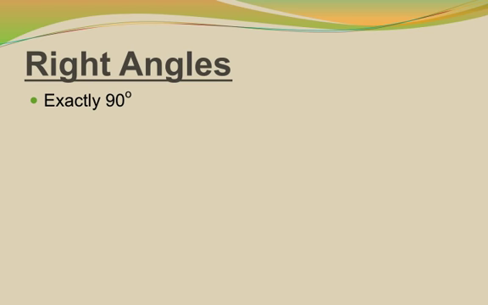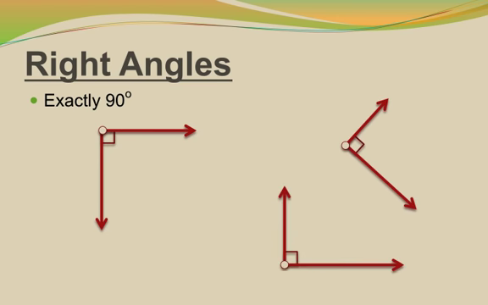So right angles are exactly 90 degrees. It doesn't matter how you see them. We might see them with the right angles at the top. You might see them slanted. You might see them right side up. You might see them like this. There are tons of ways that you might see right angles. Don't get distracted by the way it actually appears.